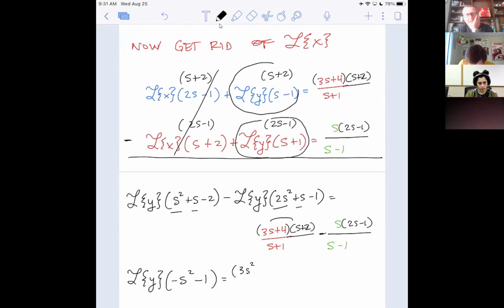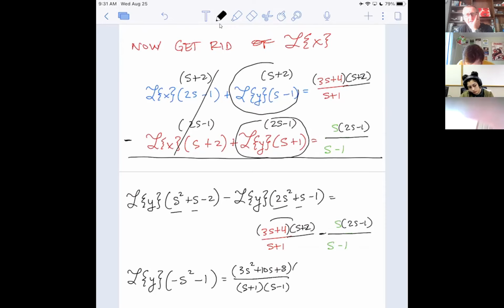So if I multiplied this out, I'd have 3s squared plus 4s plus 6s, and then plus 8. And that's over s plus 1. But if I want to find a common denominator, I'm going to have to multiply this also by s minus 1. And the other one will be the same or similar. Let's see, I'm going to leave it as a negative sign for now.